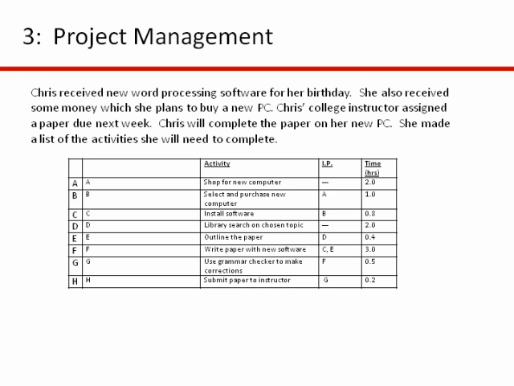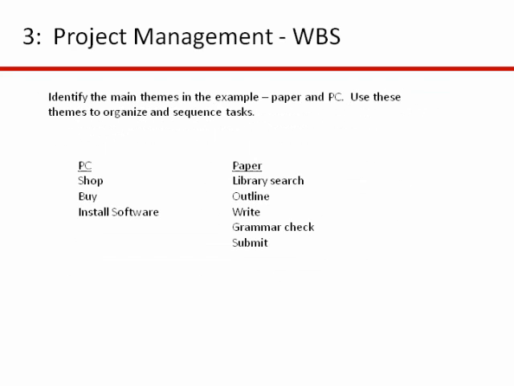So, for instance, activity A is shopping for a new computer, and there is no immediate predecessor. That's what the IP stands for. There's no immediate predecessor to A, and so A is going to start the network. That's the first thing she's going to do, and she estimates that it's going to take 2 hours. Okay, so using this example, let's go to the next slide.